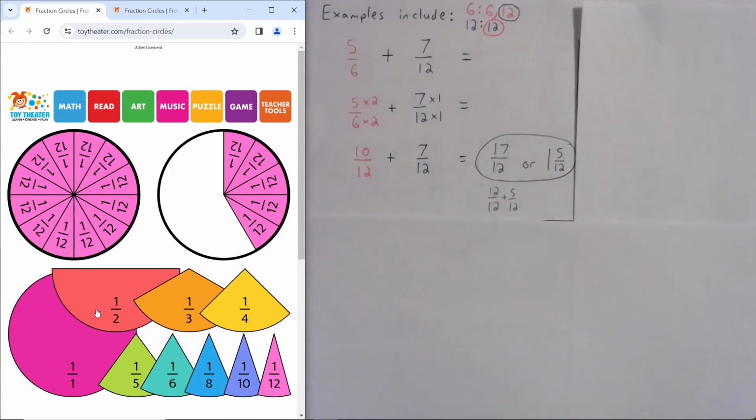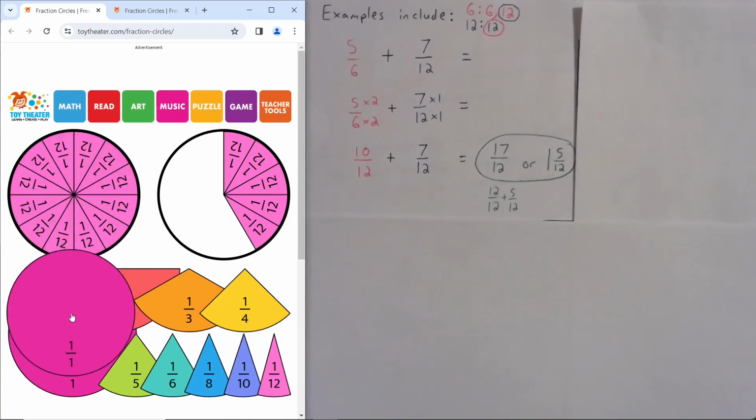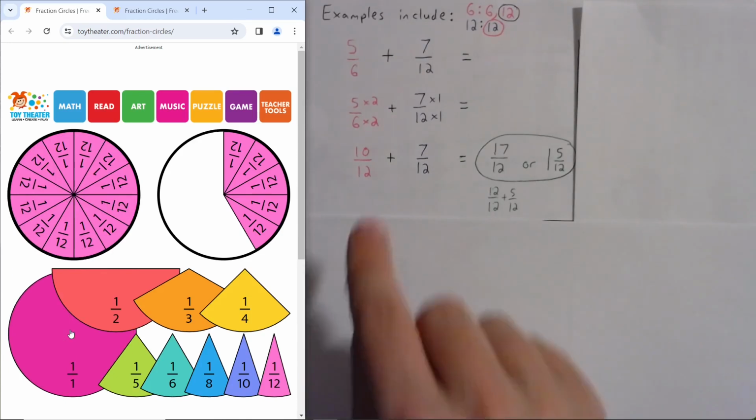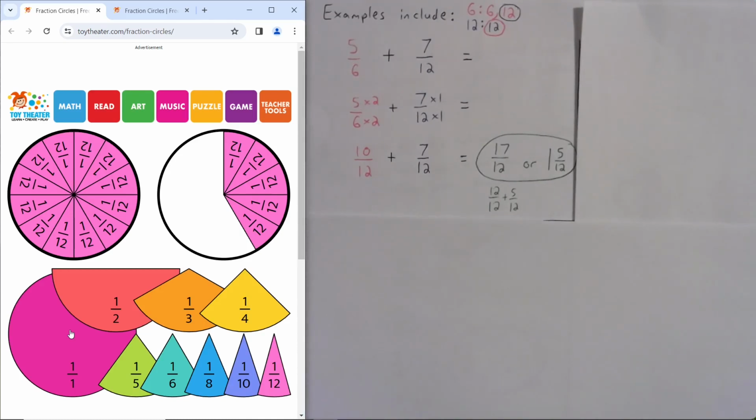And you also see that over here, right? 12/12 is the same as 1 whole. And then we have that 1 whole next to the 5/12. So that is 1 and 5/12. So in other words, 5/6 plus 7/12 is the same as 10/12 plus 7/12, which is 17/12, or 1 and 5/12.